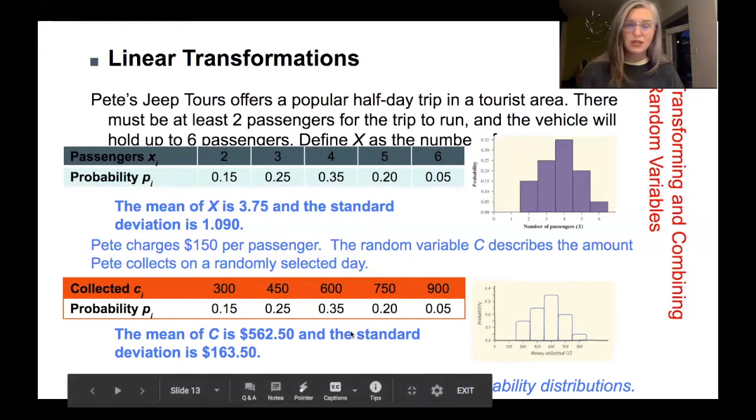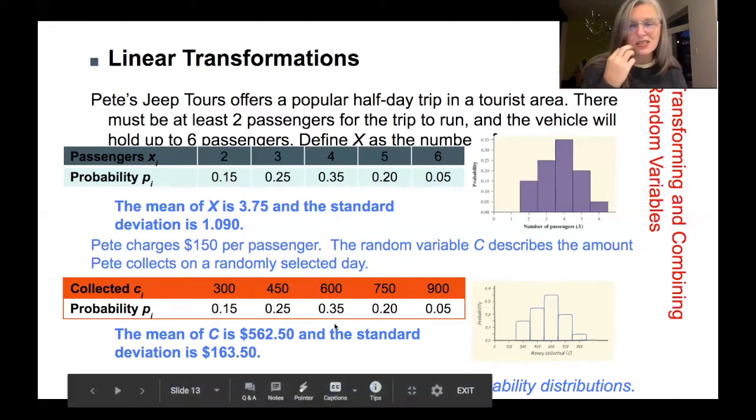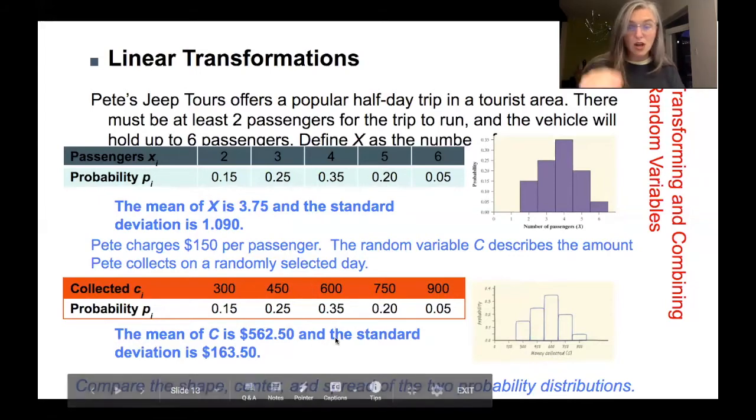So what happened if I wanted to compare? Remember, use your words. So the center is increased from 3.75 times 150 to 562.50. Standard deviation, you would say something similar. Shape is the same, right? Shape does not change. So just kind of talking through this stuff of like, what does it mean when we say shape doesn't change, right? Because that makes sense, because the distribution itself doesn't change, just what we're talking about, okay?